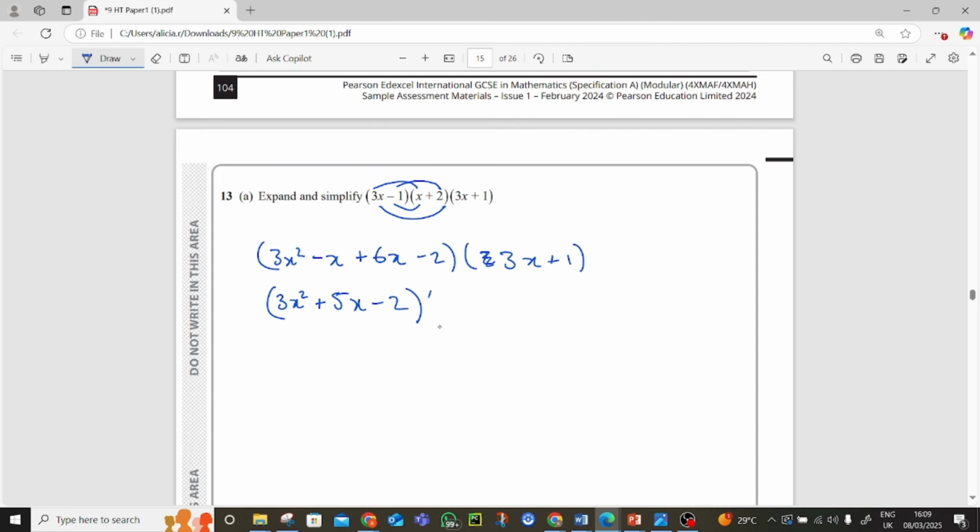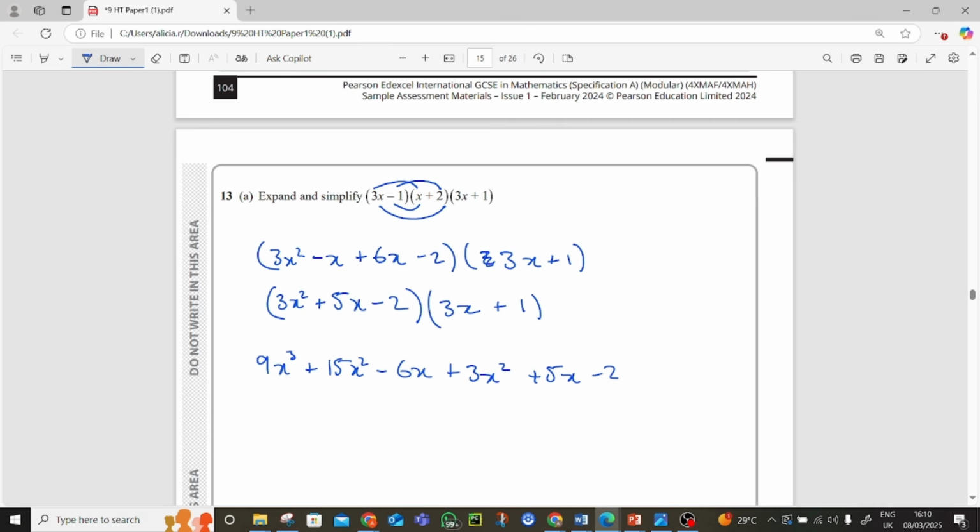All of this needs to be multiplied by 3x plus 1. So I'm going to go through and take this first bracket and multiply everything by 3x. And we get 9x cubed plus 15x squared minus 6x. And then now I can multiply everything by 1. So that's going to be plus 3x squared plus 5x minus 2.